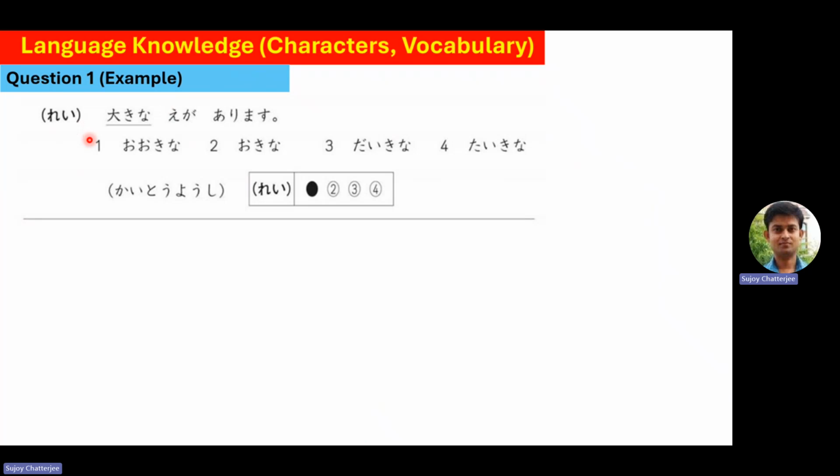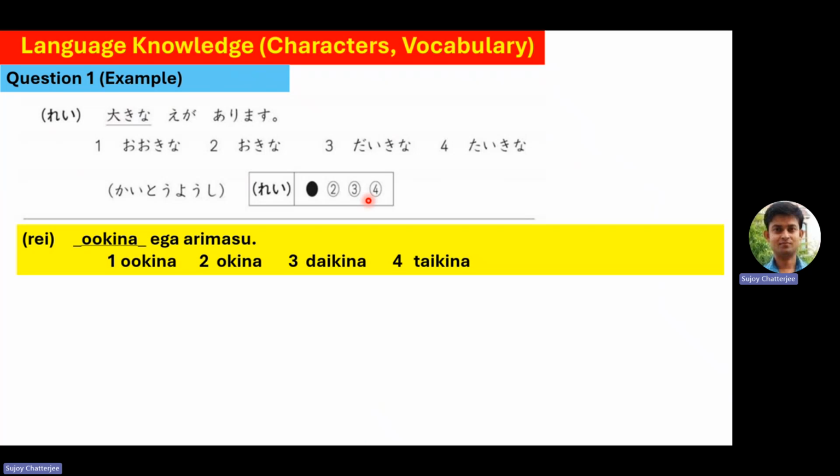So here you can see one hiragana, one kanji, some hiragana and followed by everything in hiragana. Then there will be 4 options in hiragana. You have to choose the best one. So as you can see here, okina ega arimasu.